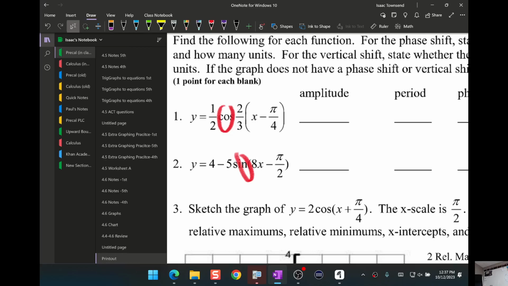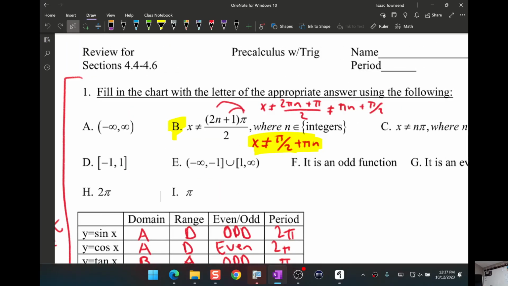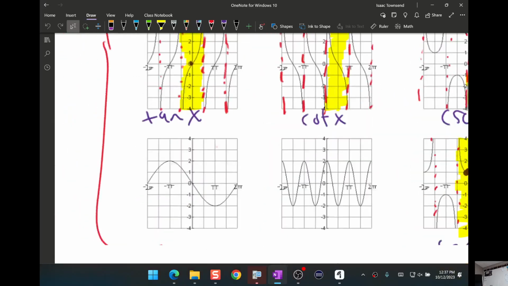Okay, then what about the test review? Number 9.